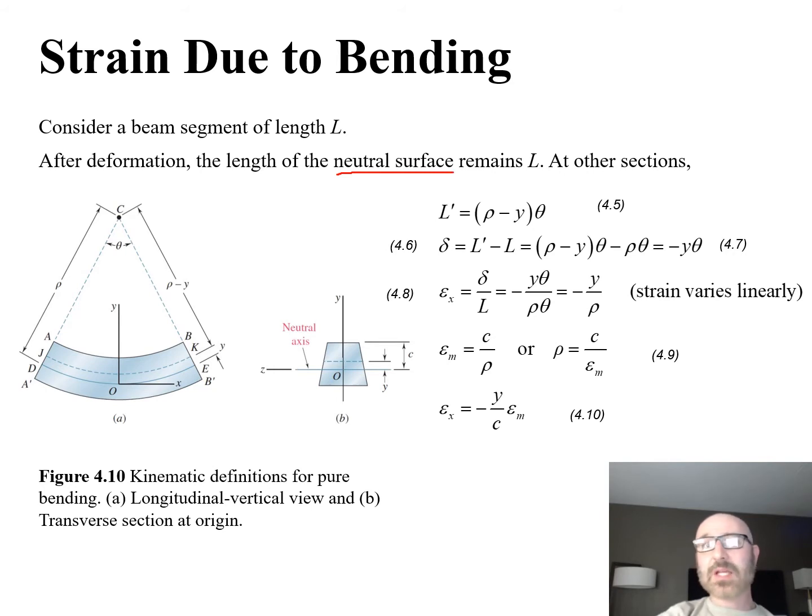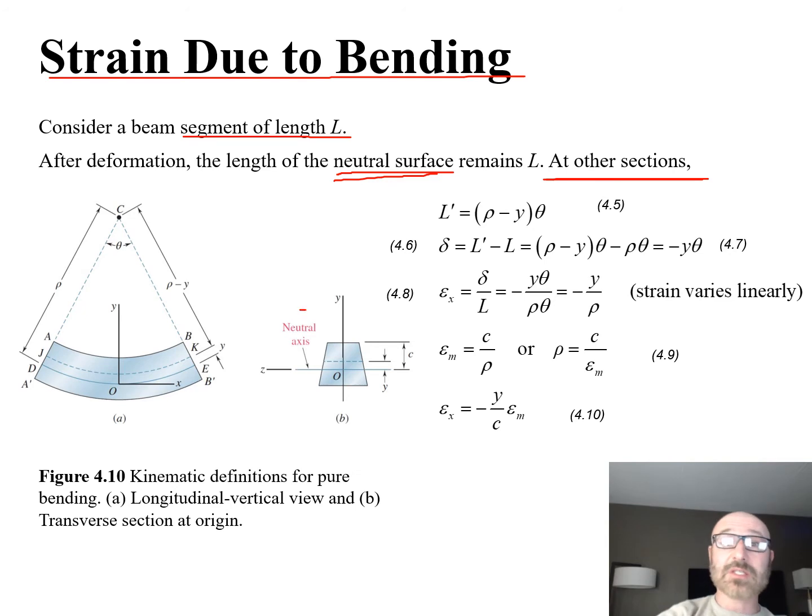It comes back into play when we're talking about the strain due to bending. If we consider a beam segment of length L, after deformation, the length of that neutral surface is still going to be L. That's the definition of a neutral surface. It doesn't change in length. But there are going to be other things occurring at sections other than at that neutral surface, and here's how they're going to vary based on some geometry related back to that neutral surface, or our neutral axis.